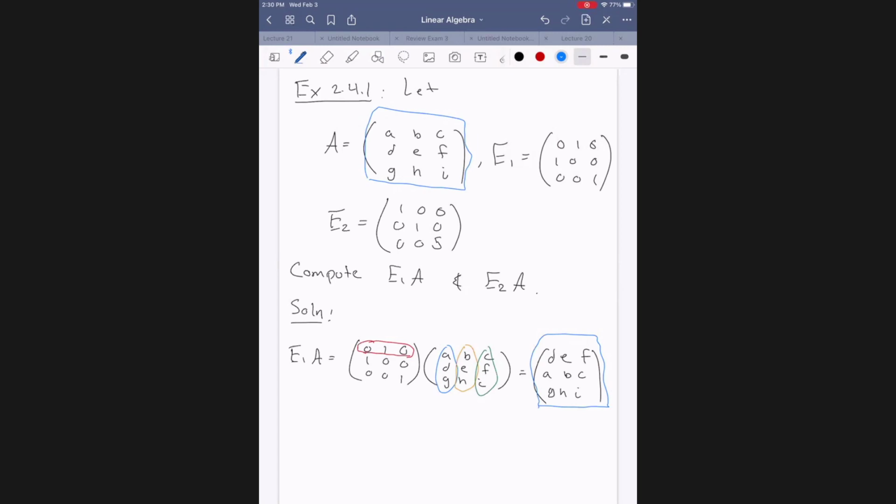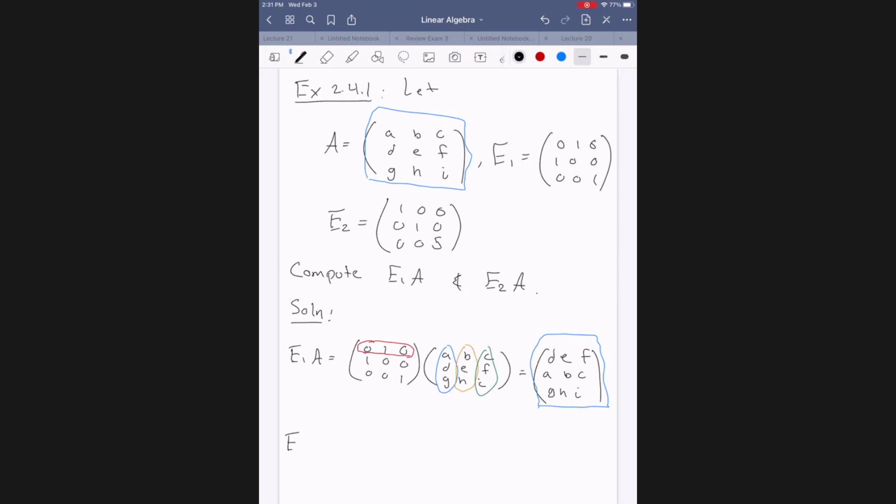Elementary matrices are the row operations for matrices, right? So, for instance, this one changed rows. Other ones could multiply rows by constants, and other ones will add multiples of rows to another. That's what elementary matrices do. They just do the row operations we already talked about. But let's just do the last one.